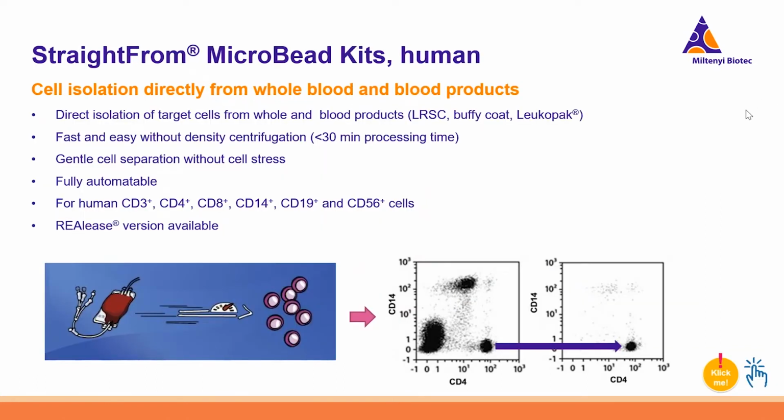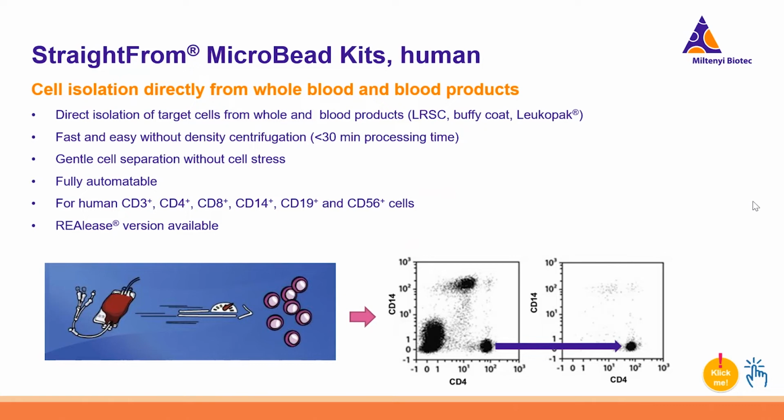Our next highlight products are the StraightFrom MicroBeads. StraightFrom MicroBeads allow the isolation of target cells directly from blood and blood products without density gradient centrifugation. In regards to T cells, CD3 positive, CD4 positive, and CD8 positive cells are covered and can be directly isolated from whole blood, Buffy coat, leukoreduction system chambers, also called LRSCs, and leukopaks. Of course, cell separation with StraightFrom is automatable, depending on the starting material.